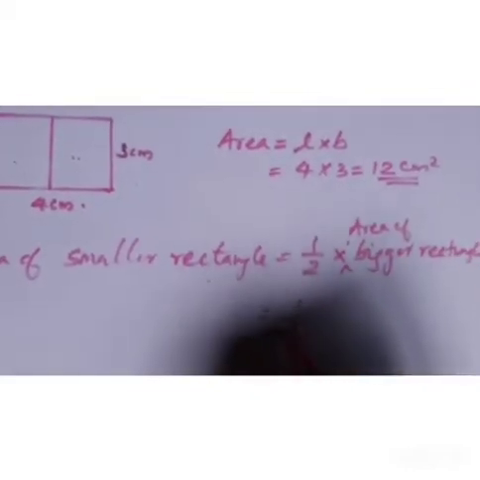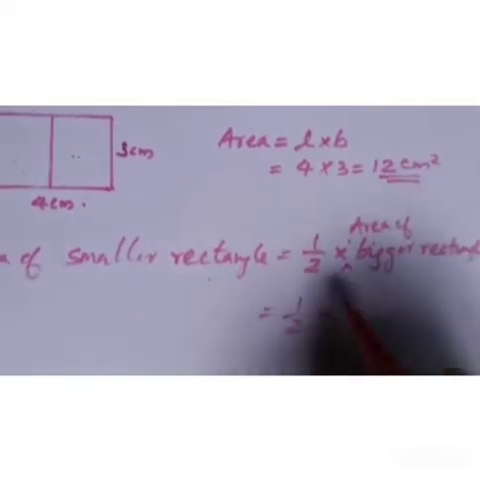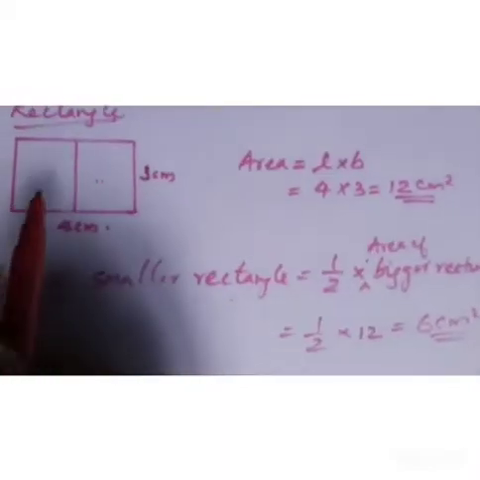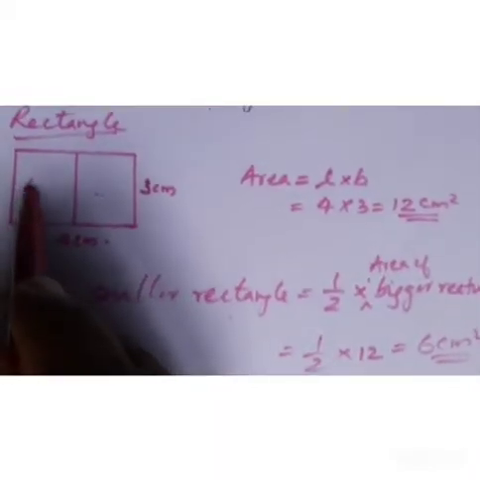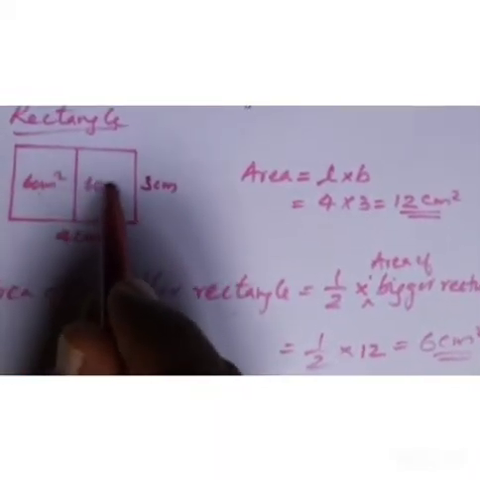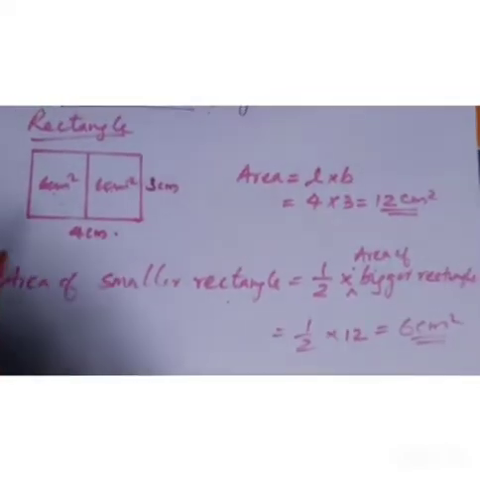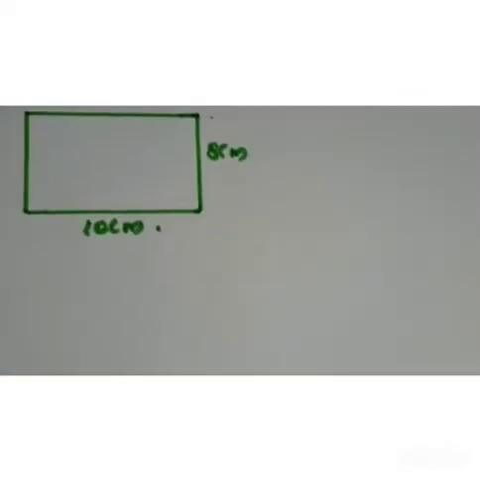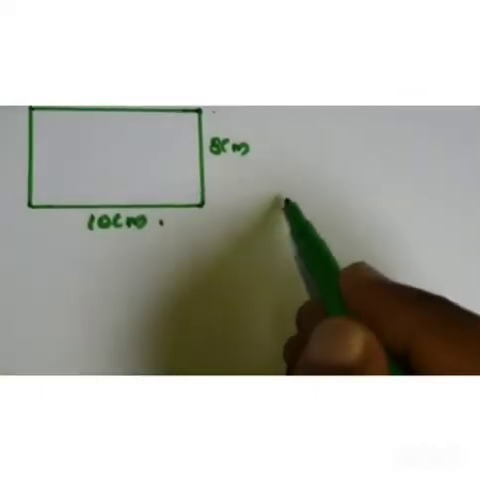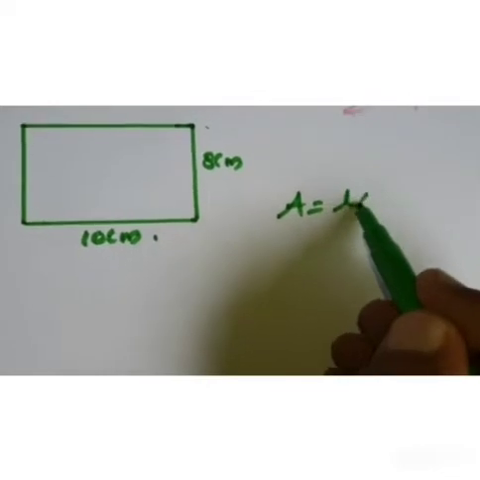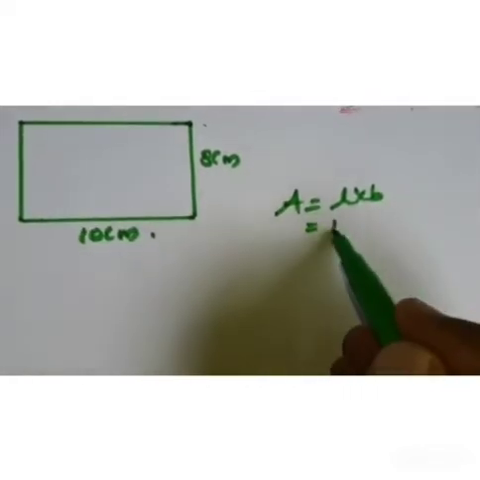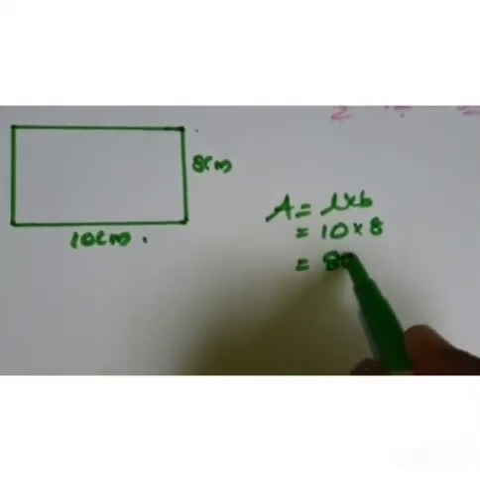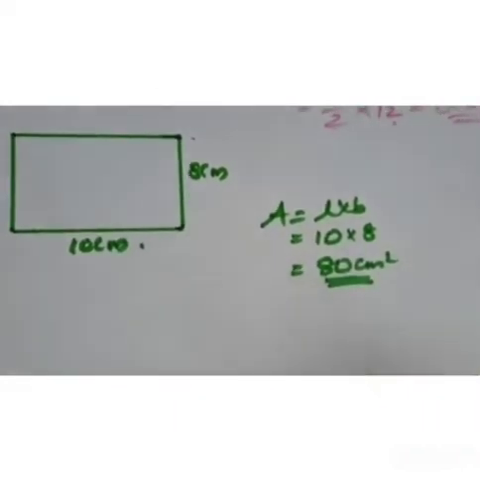So half into, what is the area of the bigger one? 12. So half into 12, you will get 6 centimeter square. So each small rectangle has 6 centimeter square area. So we took the half of the bigger one. What is the area of this one? Area is equal to L into B, that is length is 10 centimeter and breadth is 8 centimeter. So we will get 80 centimeter square.